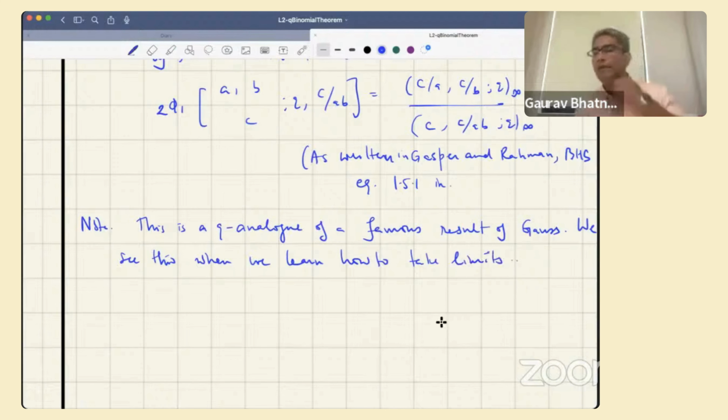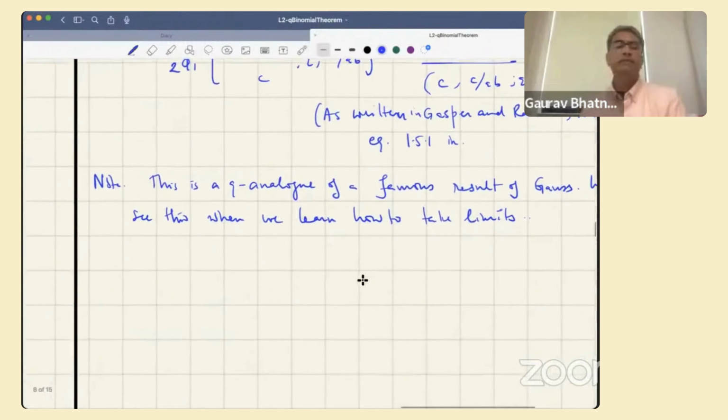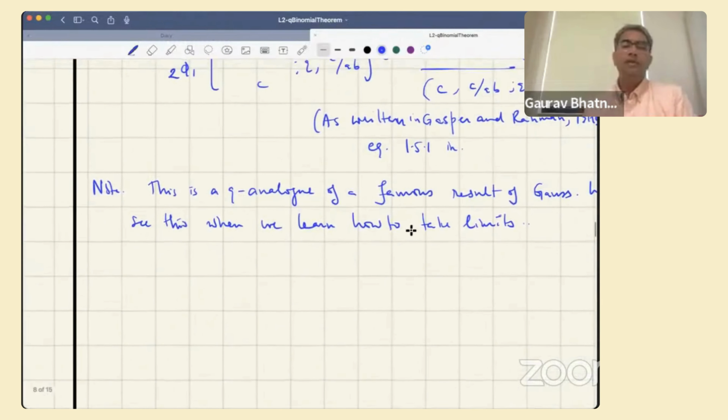So one more idea we need to take. So we had one limit which followed from the q-binomial theorem. There's one more which we need to learn. After that, we'll be able to see what this q analog is. What is it a q analog of?